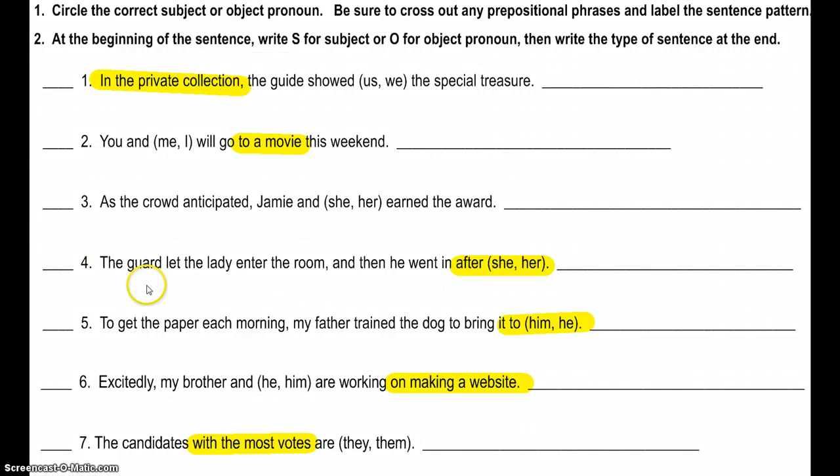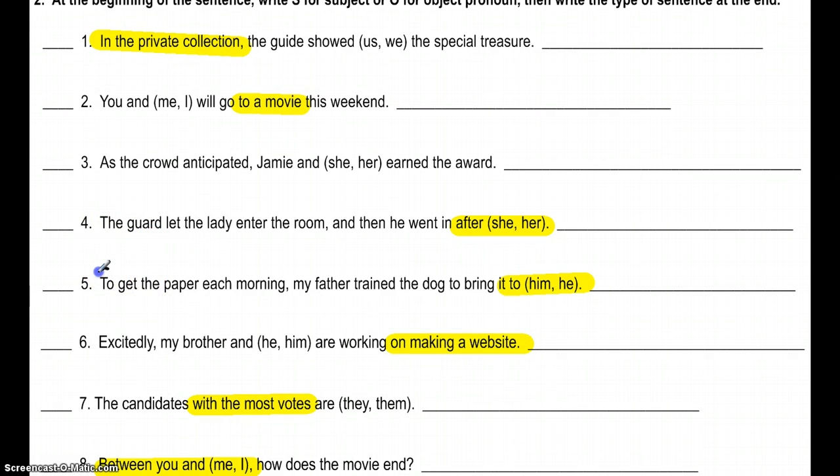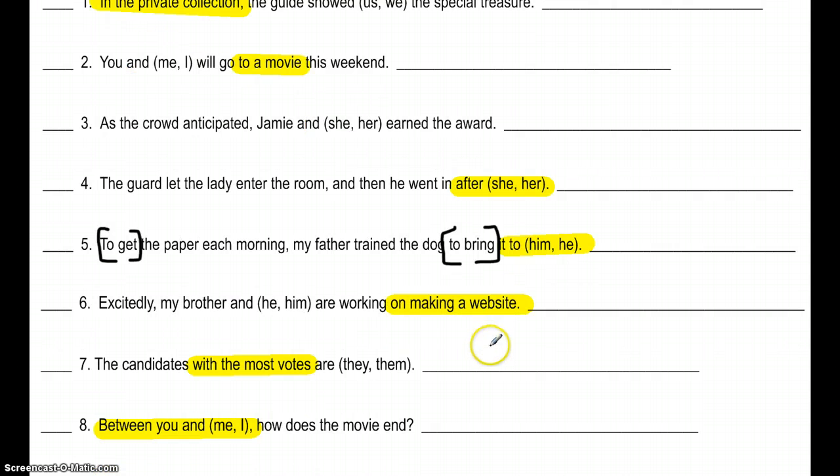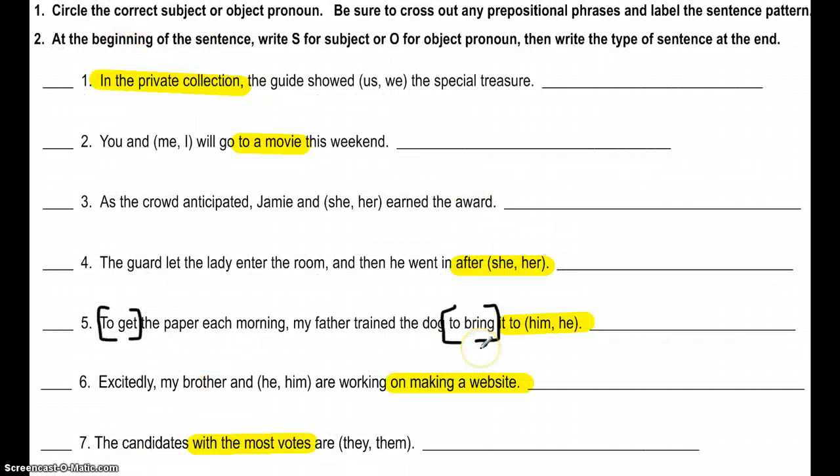Now I did see 2 a couple of times down here, but this time it's with a verb, so I know that's an infinitive. Here's another one, 2. It's not followed by a noun, it's got a verb. And I think that was it. So if we go back to our first sentence, if I ignore the prepositional phrase, I have the guide showed us the special treasure, or the guide showed we the special treasure.